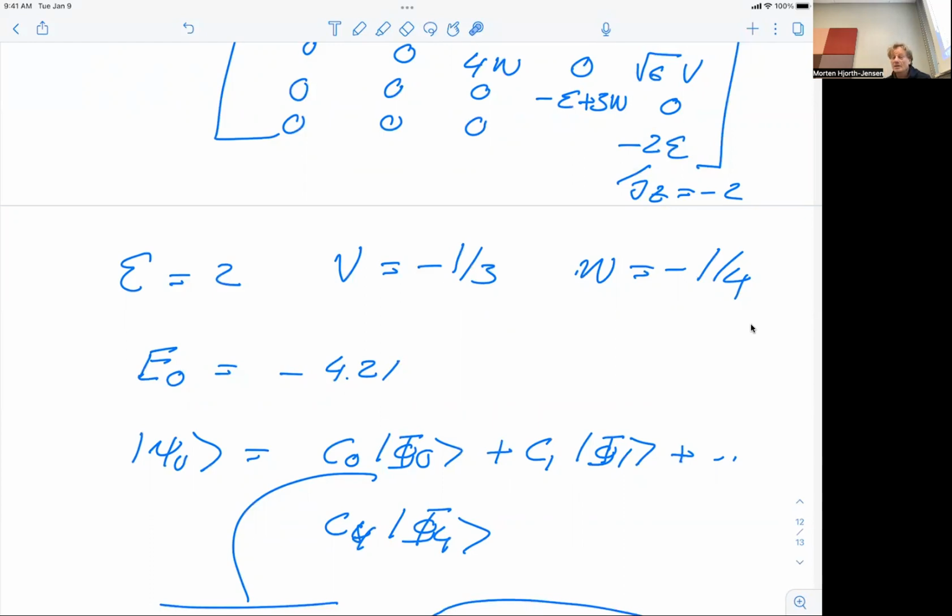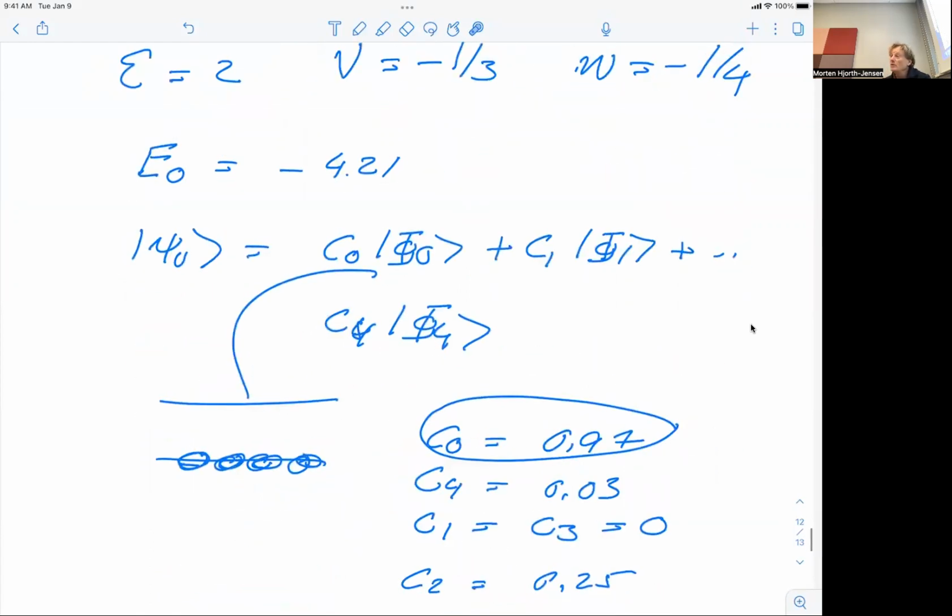We're going to look at that next week, when we turn on the interaction and make it stronger. Changing the values, we could change V to minus 4 divided by 3. We could put W to minus 1, for instance, and just keep epsilon equal to 2. Then we are going to get a much stronger admixture between these computational basis states. So there's a lot of interesting analysis and insight we can get from a simple diagonalization problem.